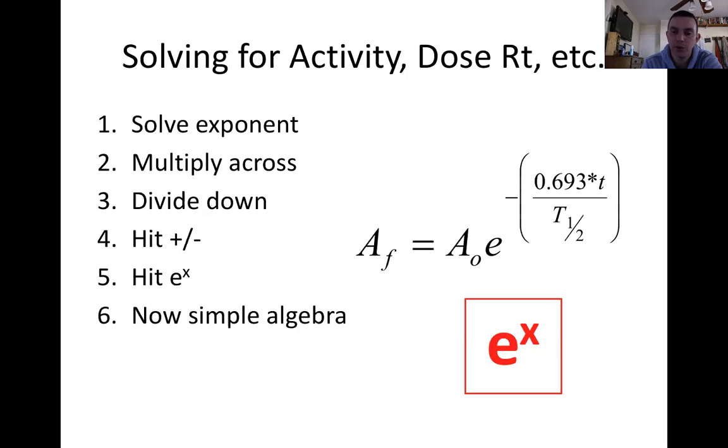Hopefully we can do a couple of examples of this. It's going to be on some homework too, just so you get a little more comfortable with it if you haven't already been shown this equation.